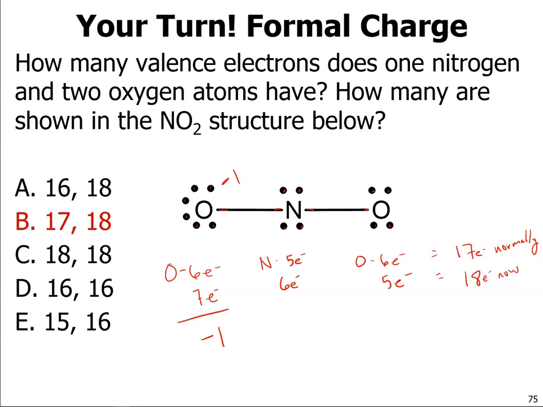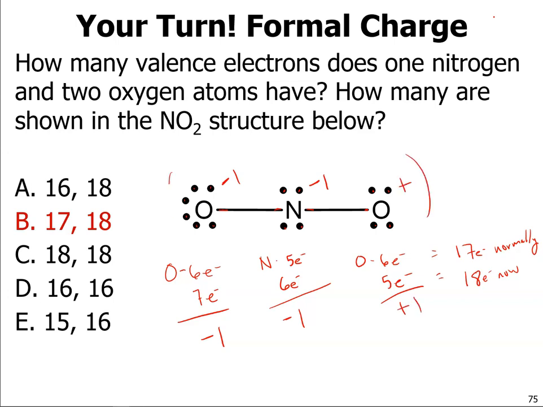The nitrogen in the middle has 6 electrons, and normally would have 5. Since we have 1 extra electron, it is also a -1 charge. And then finally, the oxygen on the right side normally has 6 electrons. Now it only has 5, so this is going to be a +1 charge. So we're going to have a positive charge.